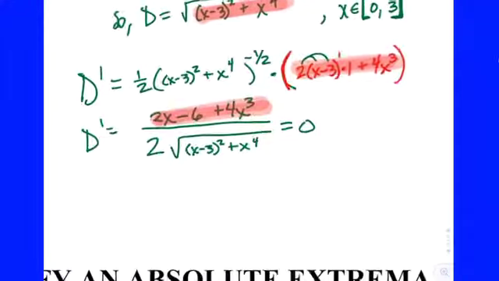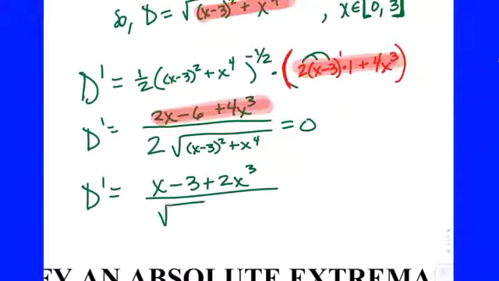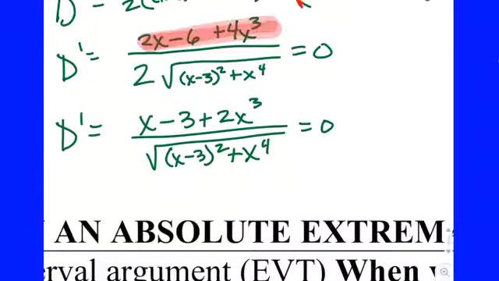So anyway, I'm going to do one more thing before I set the numerator equal to 0. I can divide out a 2 all the way across. So I can get x minus 3 plus 2x cubed, and then all over the square root of (x minus 3) squared plus x to the 4th. And now when I set that equal to 0, I can set the numerator equal to 0: x minus 3 plus 2x cubed equals 0. And now we will solve that after lunch.